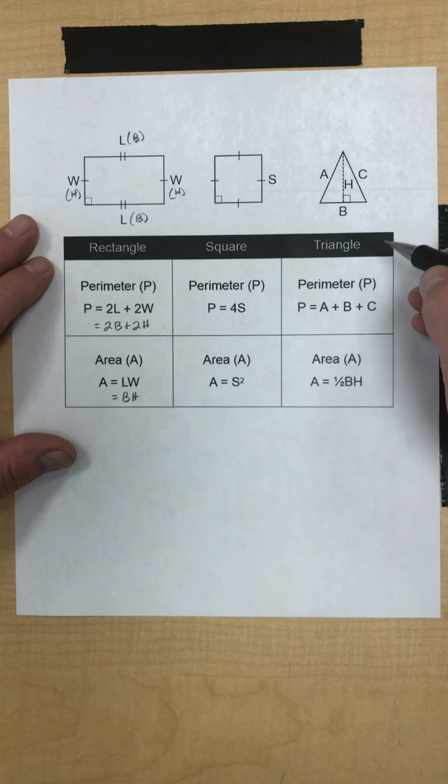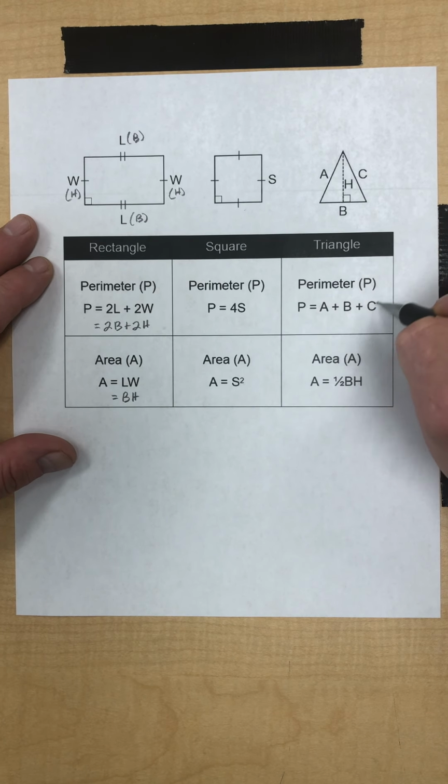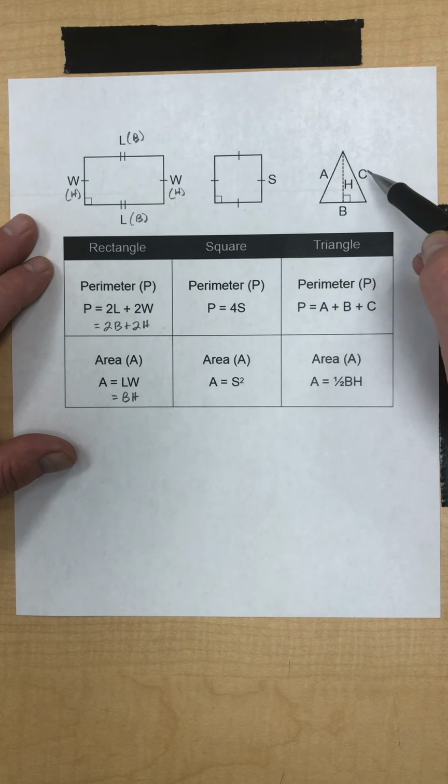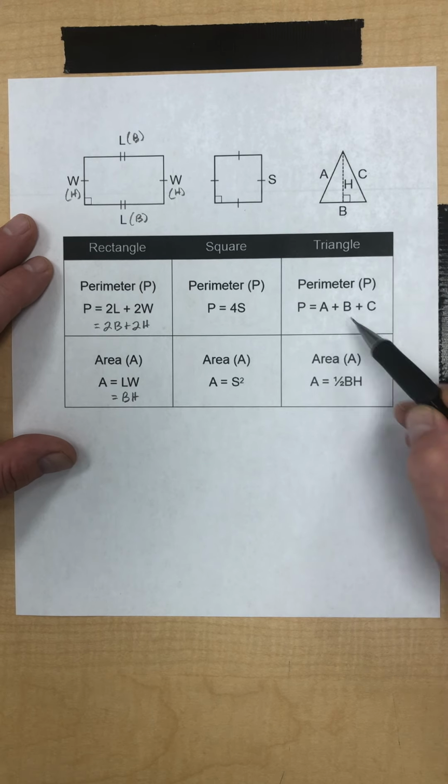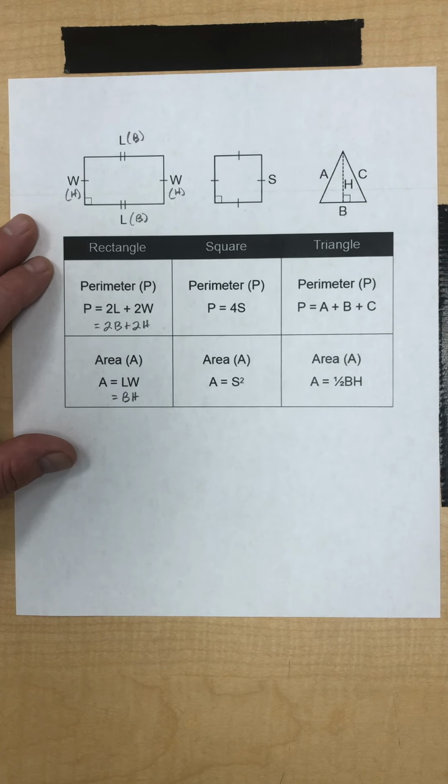Perimeter of a triangle. There's not really a good formula to use for perimeter. You just have to add up the 3 sides. So if I say the 3 sides are A, B, and C, I would just have to add them up to get the perimeter.